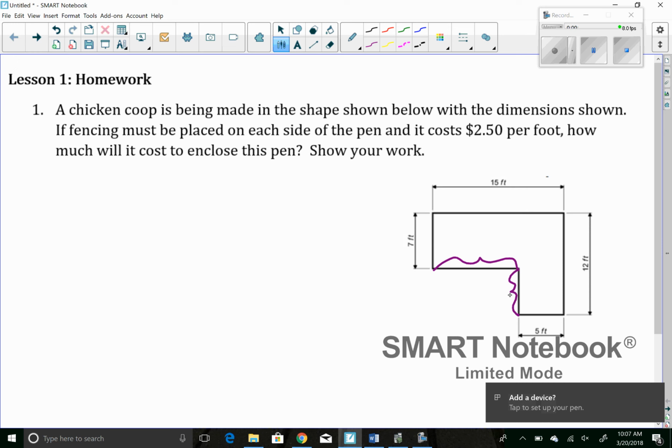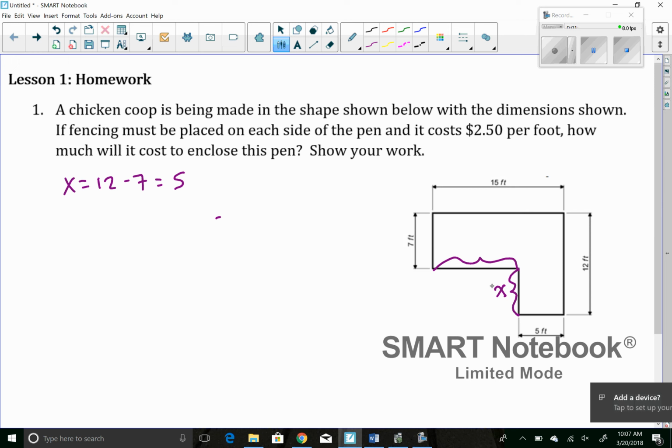Now to find this first piece here, which I'm going to call x, x is going to be the distance that's different between 12 and 7. So x is going to be 12 minus 7. You don't need to even show this step, I'm just showing it so you have it. So I know x is 5.